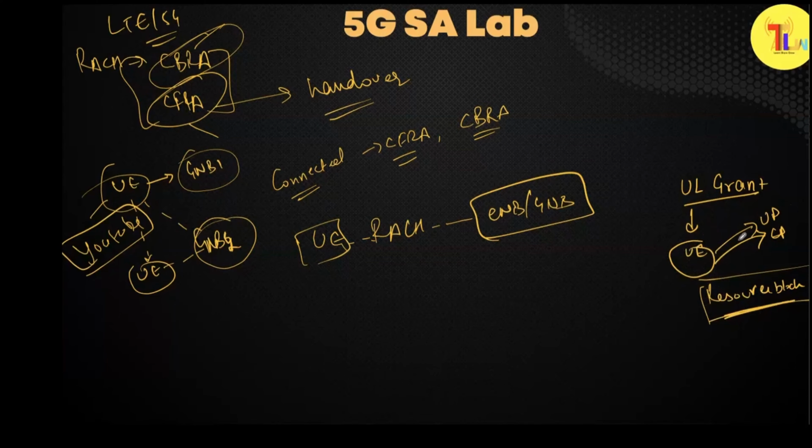Now the UE is sending that, whether it is UP or CP. It needs an uplink grant. What is this uplink grant? It is the resources, in the form of resource blocks. But as of now, I don't have anything. Whenever I am powering on my UE, I don't have anything, I don't know about uplink grant and all that stuff.